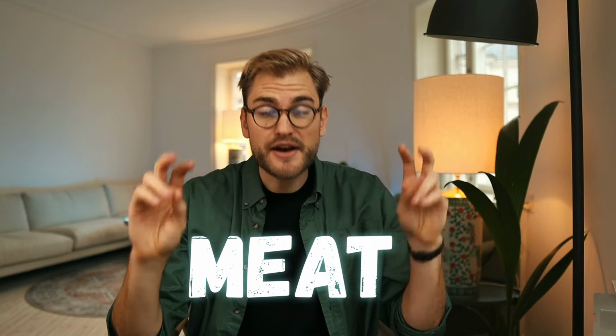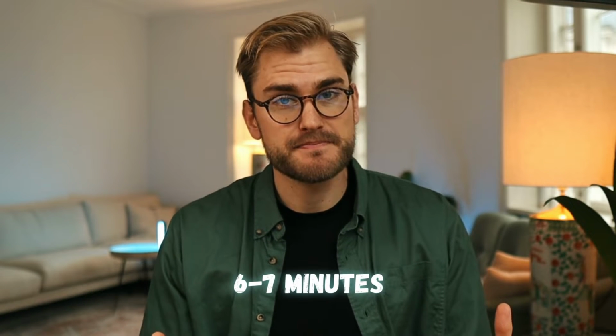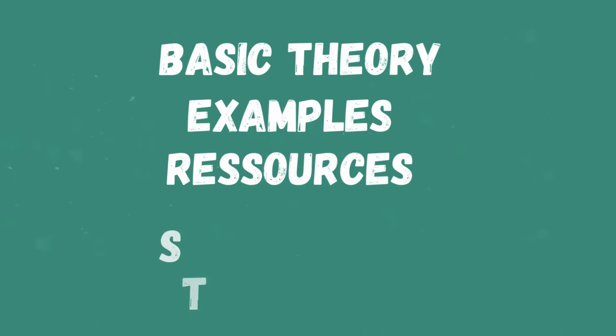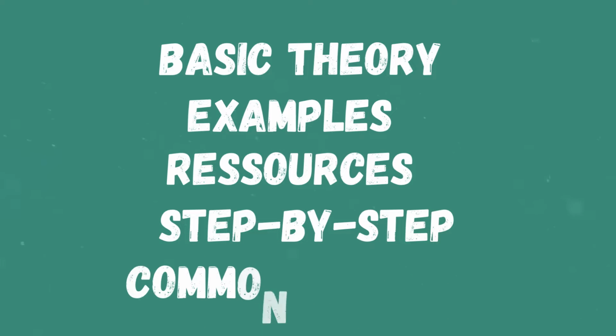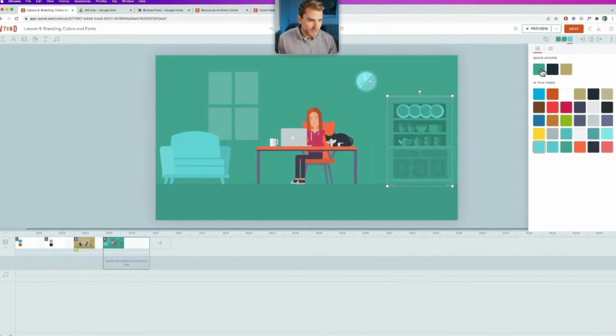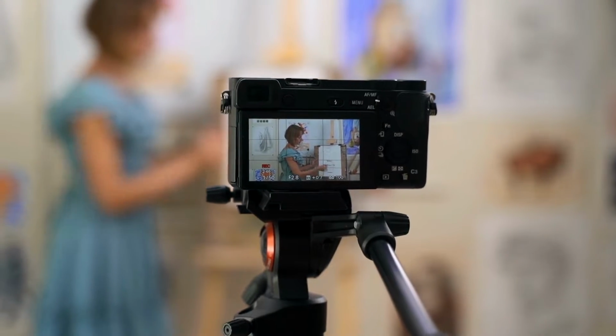Then comes the meat of the lesson, where I go through 3 to 5 points I want to make about color. This part takes up the majority of my lesson, about 6 to 7 minutes. I could talk about basic color theory, examples of color done right, where to find color palettes, the creation of a scene step by step, and common mistakes to avoid. Since I teach people how to use an online tool, the format of my lessons is screen recording. If you teach something more conceptual, you could stand in front of a whiteboard, you could talk over a slideshow, or something else that makes sense.